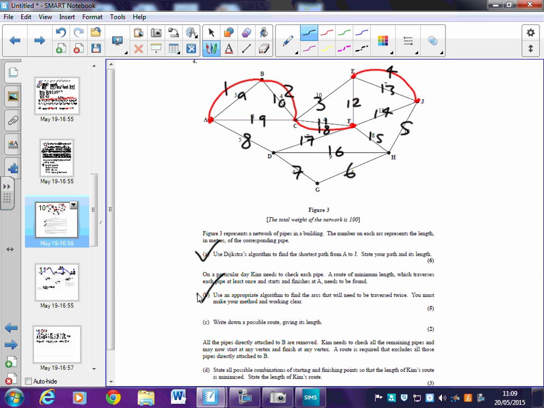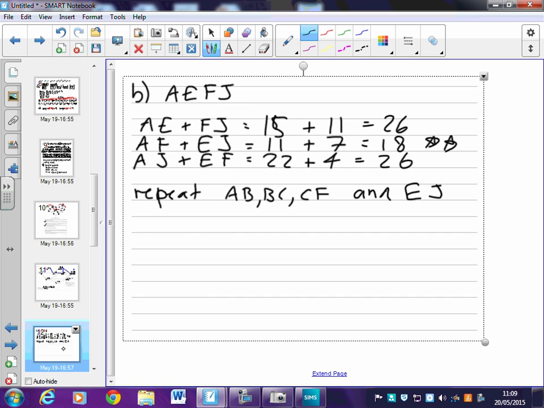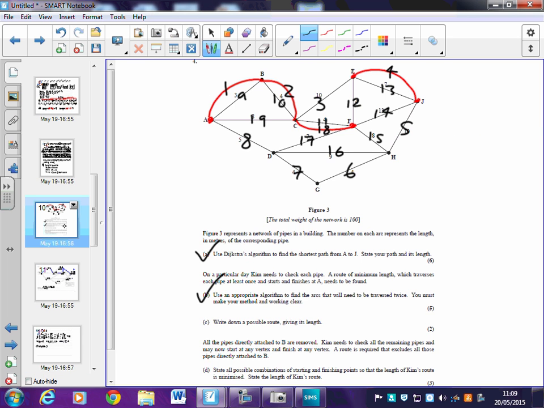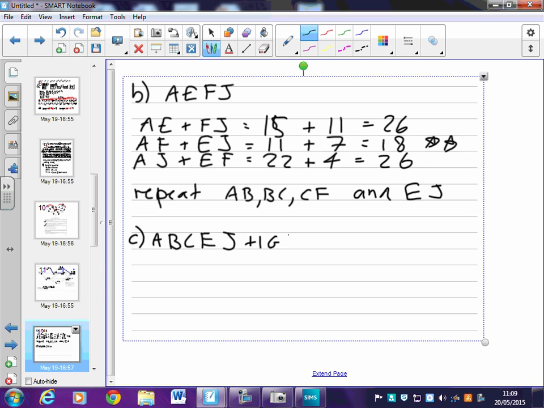So it goes A, B, C, E, J to start with. So that's 1, 2, 3, and 4. It's A, B, C, E, J. This is part C. Is it part C? Yeah, part C. A, B, C, E, J. So that was number 4. And number 5, 6, 7, and 8 is H, G, D, A. So H, G, D, A.